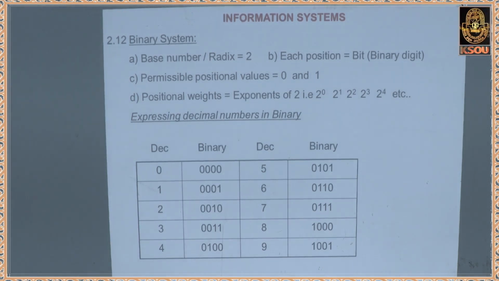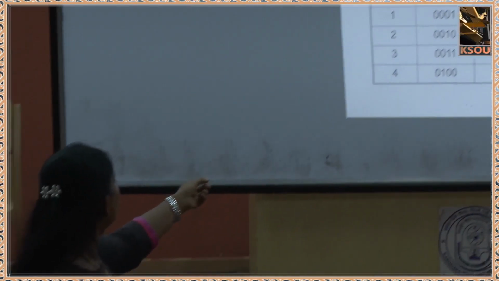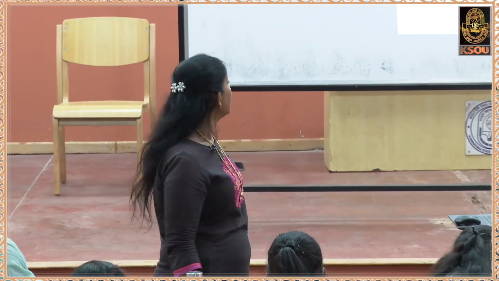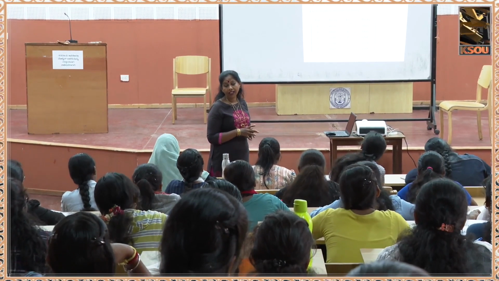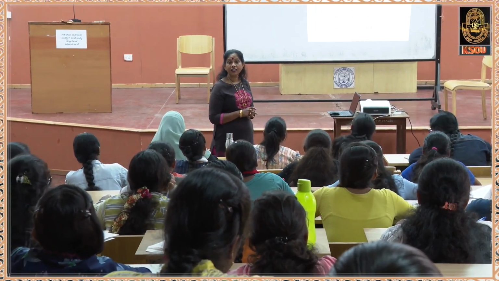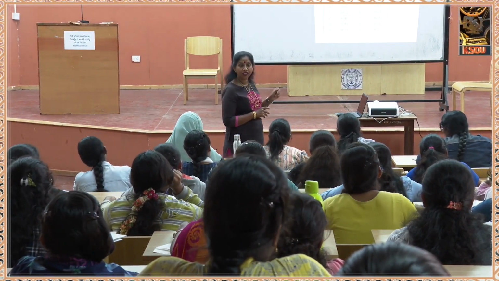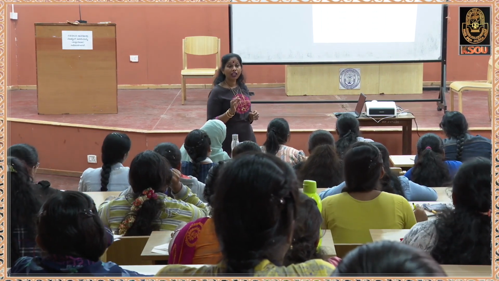Now you can see this slide. Decimal 0, 1, 2, 3, 4, 5, 6, 7, 8 till 9 I have shown there. The binary of 0 is all zeros. The binary equivalent of decimal 1 is 0, 0, 0, 1. For 2 it is 0, 0, 1, 0. For 3 it is 0, 0, 1, 1. This is very important for you.